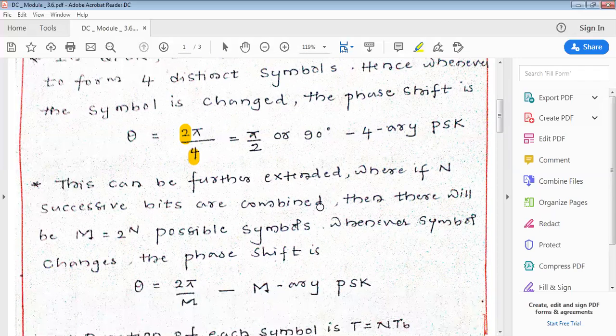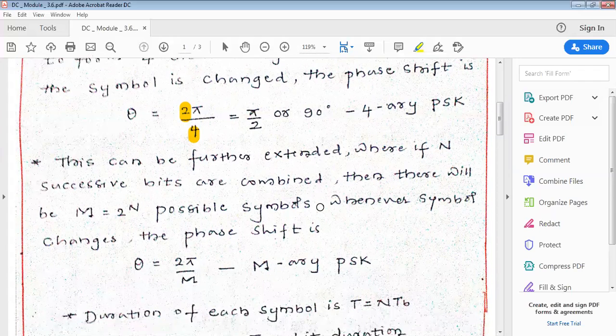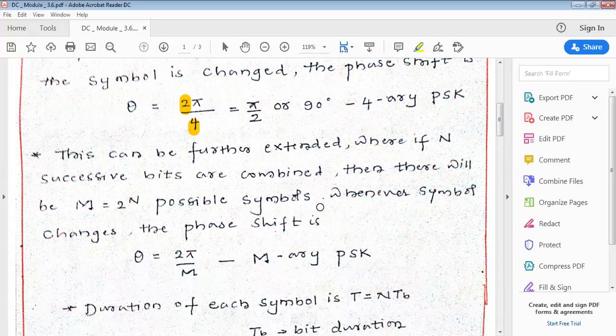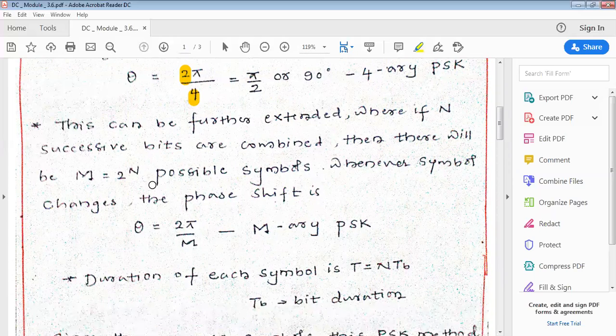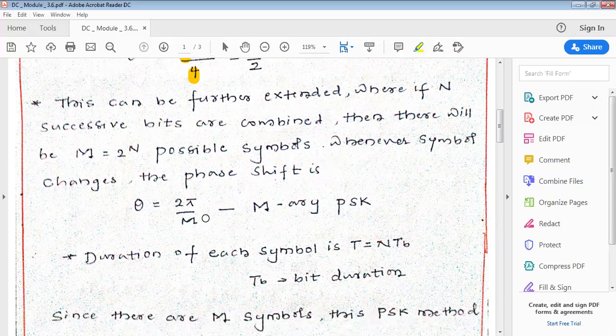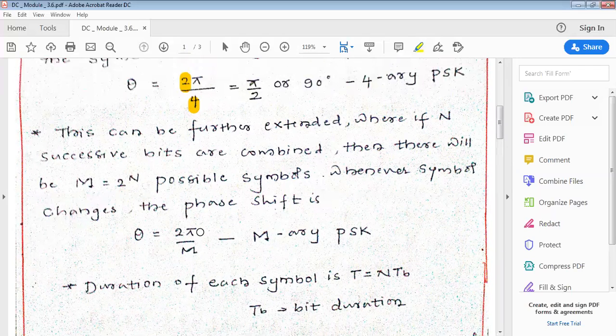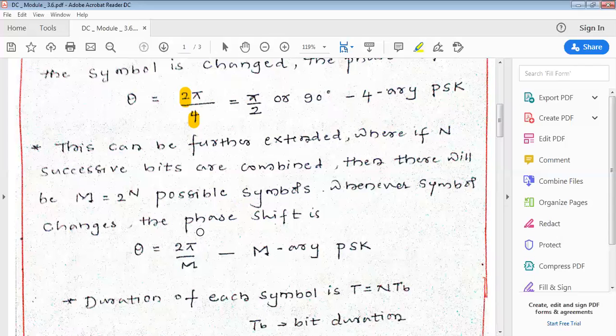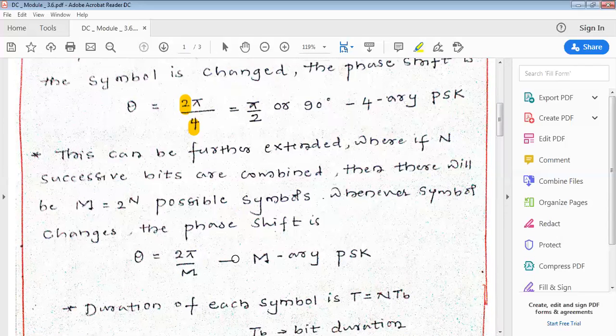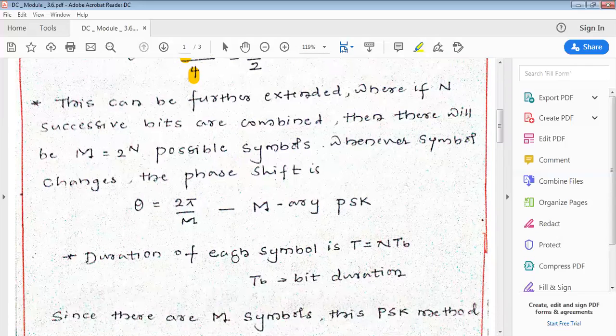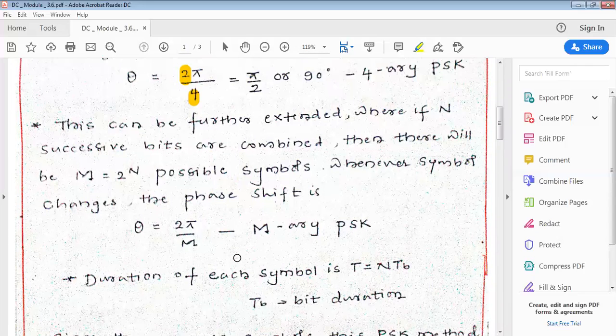The same can be further extended, where if we have n successive bits to be transmitted, then there will be M equal to 2 raised to n possible symbols. And whenever the symbol changes, the phase shift is given by theta equal to 2 pi divided by M, right? That kind of PSK is known as M-ary PSK. It means you can transmit M possible symbols at a time, right?